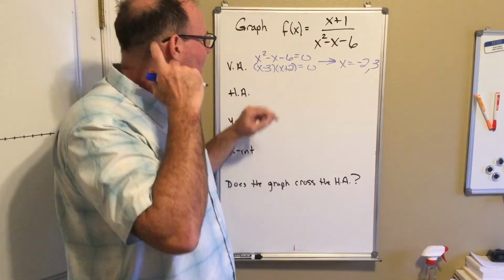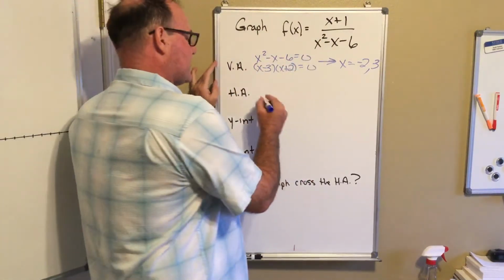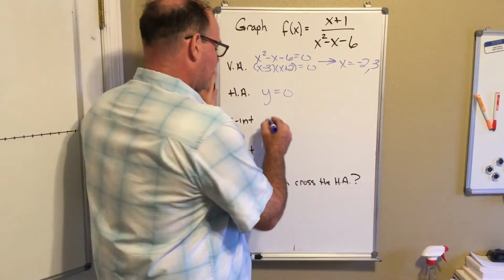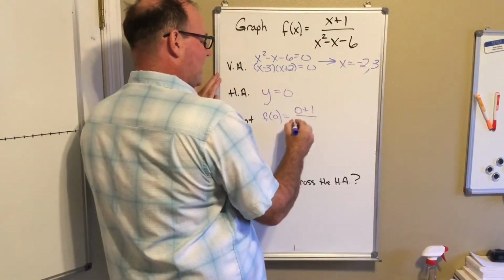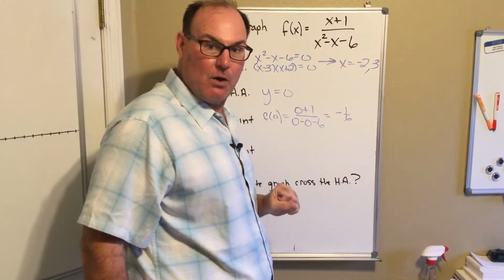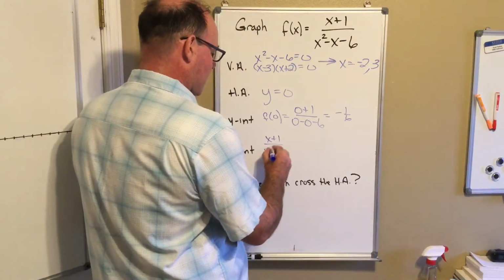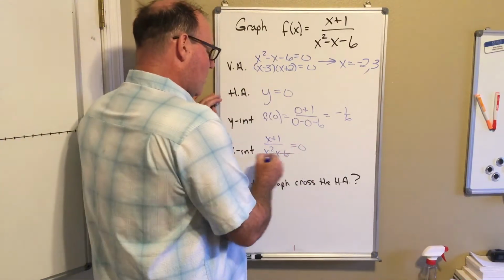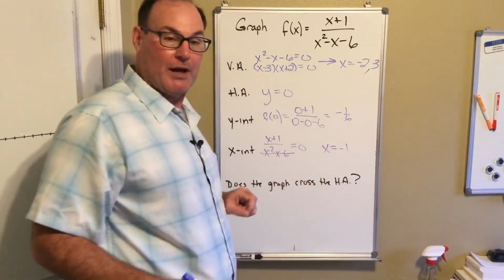The horizontal asymptote. This is the situation where the degree of the denominator is bigger than the numerator. So that means the horizontal asymptote is automatically y equals 0. The y-intercept happens when I plug in 0 for x. So in the top, I have 0 plus 1. In the bottom, I have 0 minus 0 minus 6. So -1/6, so just a little bitty bit below the origin. The x-intercept happens when (x plus 1) over (x squared minus x minus 6) equals 0. Well, again, a fraction can only be 0 when the numerator is 0, so x plus 1 equals 0, so that happens at x is -1.